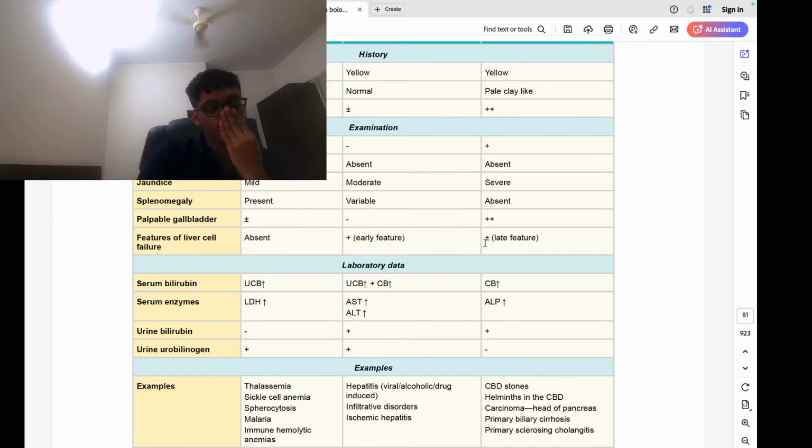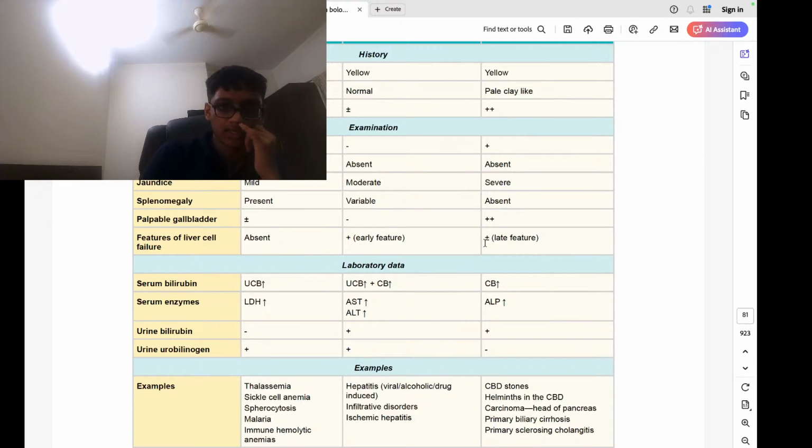In hepatic, the urine will be yellow, stools will be normal. But in obstructive, the urine will be yellow and the stools will be pale, clay-like. This is because obstruction also causes steatorrhea. And if liver inflammation is seen, then urine will be yellow. Urobilinogen will be there in hemolytic.